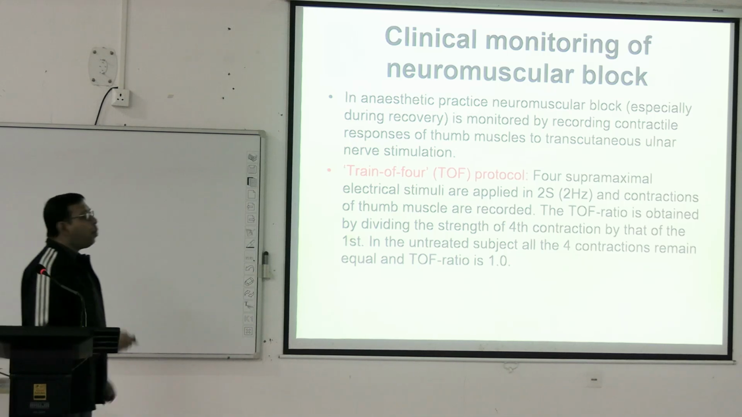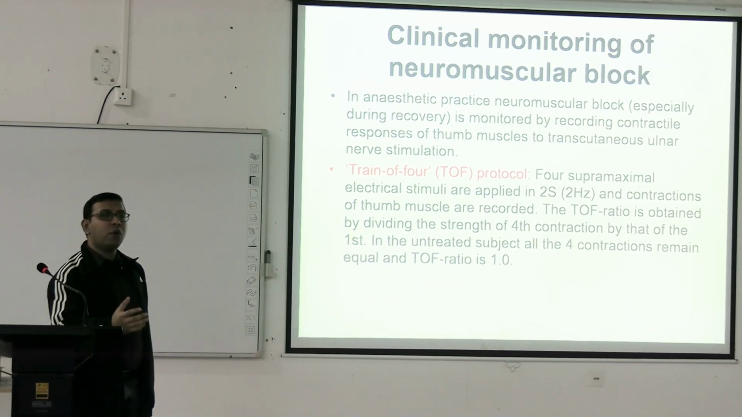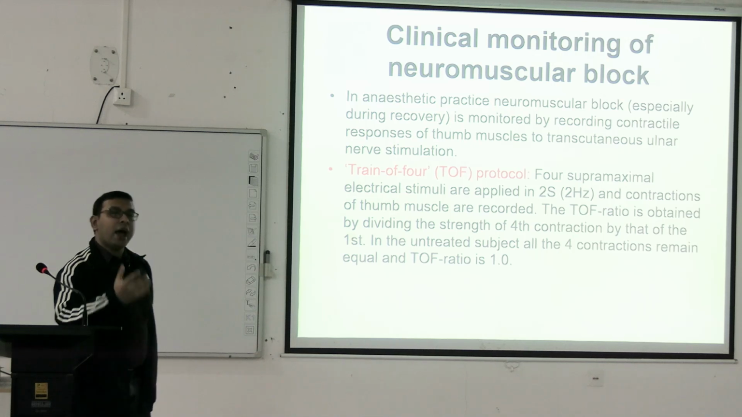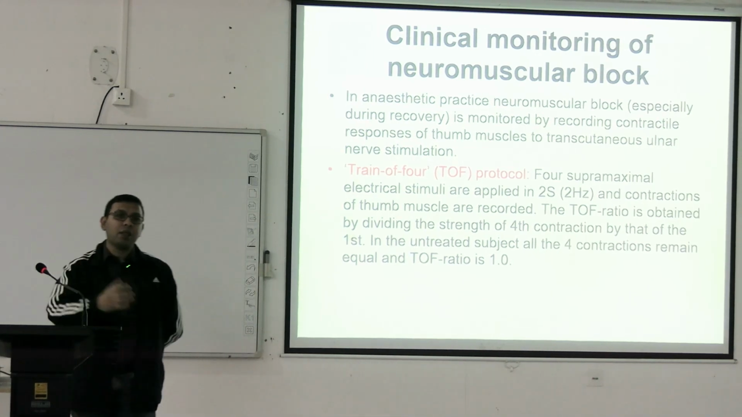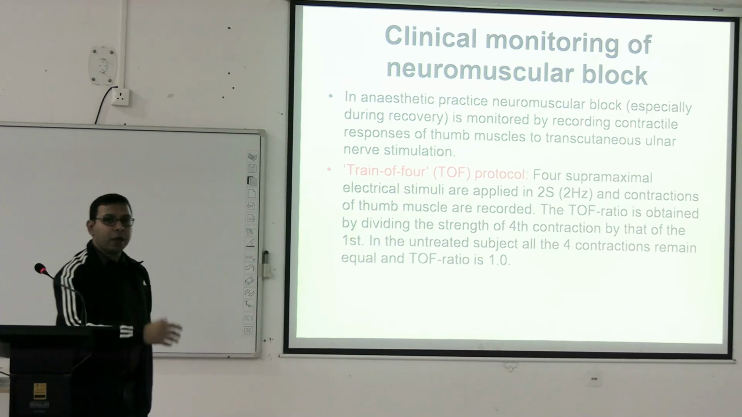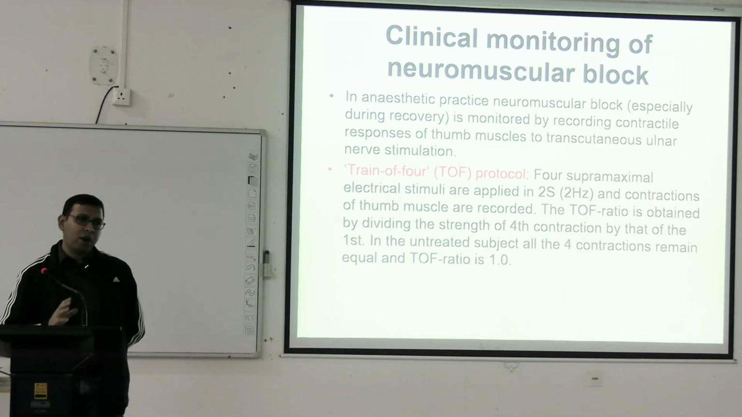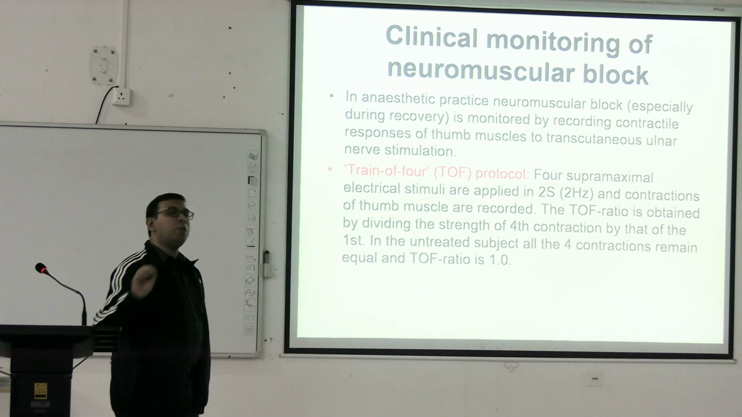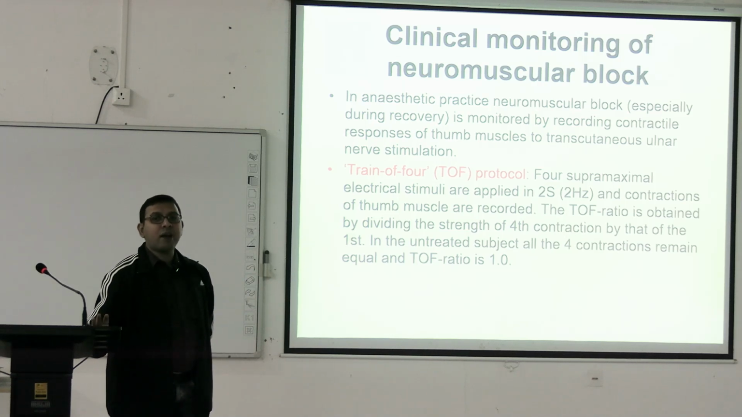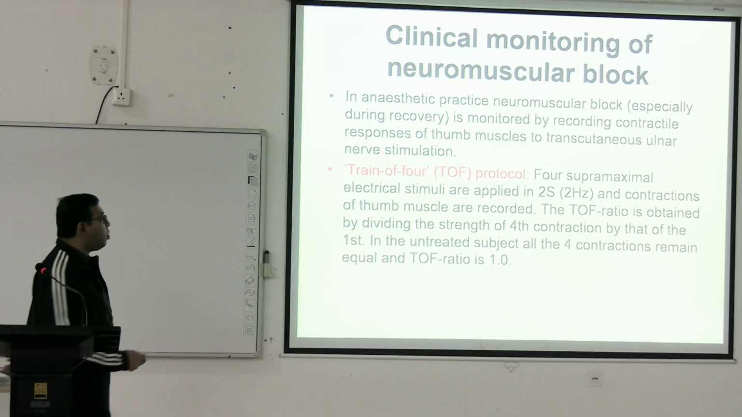Now coming to the clinical monitoring of neuromuscular block. When we are doing anesthesia, we check whether the patient is getting anesthetized, and when the patient is coming out of anesthesia, we check whether the patient is coming out normally. This can be tested by giving different types of stimuli. There are different protocols of stimuli, and the details are not required. There are stimuli like the double burst protocol, the train of 4 protocol, etc. Of these, you need to learn the train of 4 protocol.